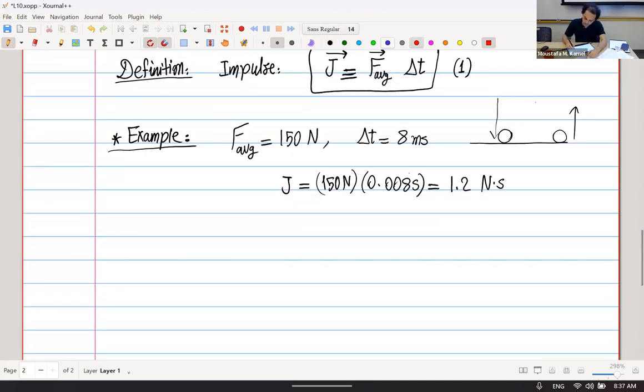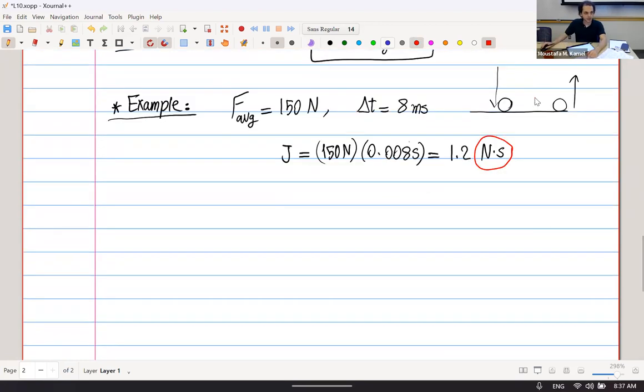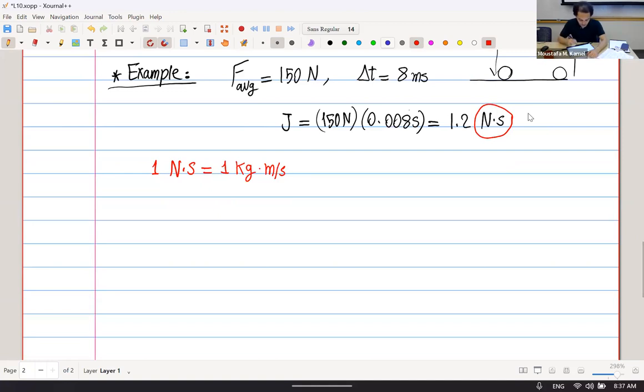This unit, Newton seconds, is equivalent to kilogram meter per second squared. And this is because 1 Newton is equal to 1 kilogram meter per second squared. So when you multiply it by a second, 1 second in the denominator goes away. This is the unit that we usually use. We don't use Newton seconds a lot. We usually use that because it's connected to momentum.